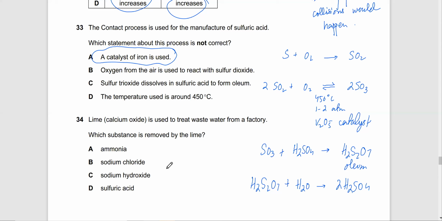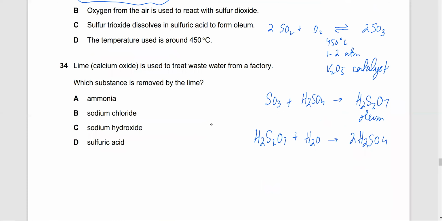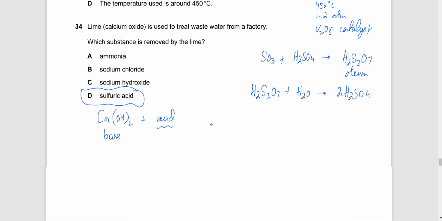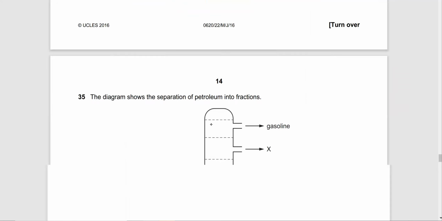And next is lime is used to treat wastewater from a factory. Lime किस लिए use होता था? Calcium. Which substance is removed? Lime is calcium hydroxide. Remember, lime is calcium hydroxide. Limestone जो होता है, that's calcium carbonate. So it's a base. Base किसको remove करती है? Acid को. Soil के अंदर भी आप acid remove करने के लिए, तो there's only one acid given over here, which is sulfuric acid. तो factory के अंदर वो probably sulfuric acid को.